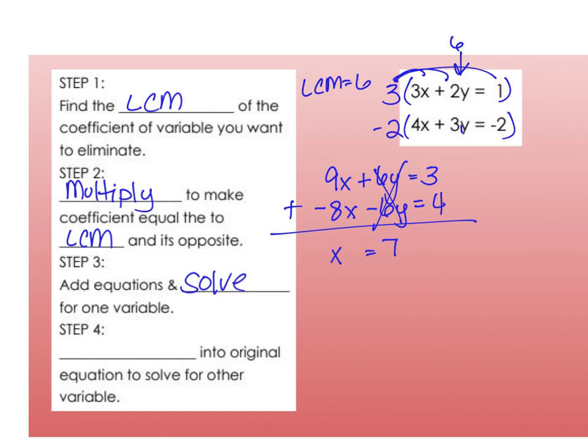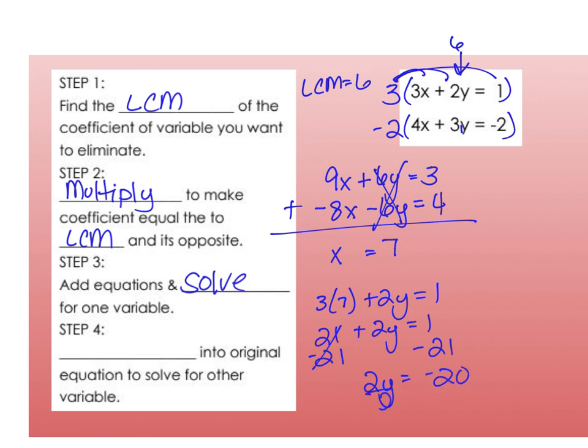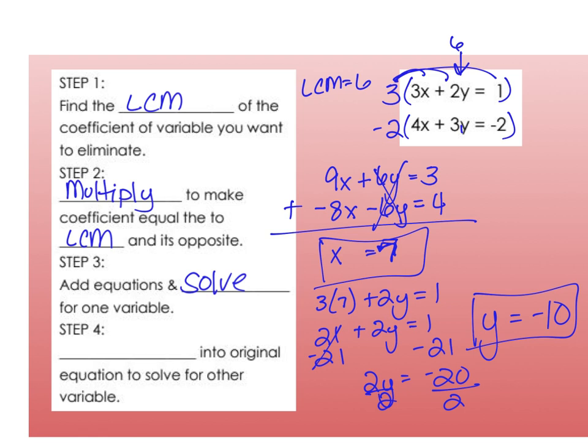Now that I know x equals 7, I'm going to substitute back in. I'll use the first one, it doesn't matter. So we'll have 3 times 7 plus 2y equals 1. So 21 plus 2y equals 1. Oops, I was getting ahead of myself there. Minus 21, minus 21. So this would be 2y equals negative 20. Divide by 2, so y equals negative 10. And again, you can also substitute into your equations to verify.